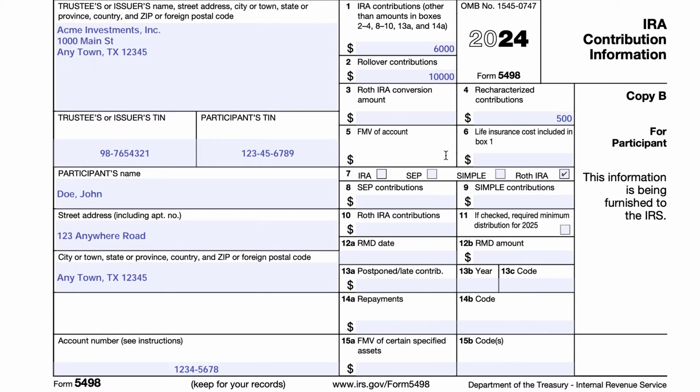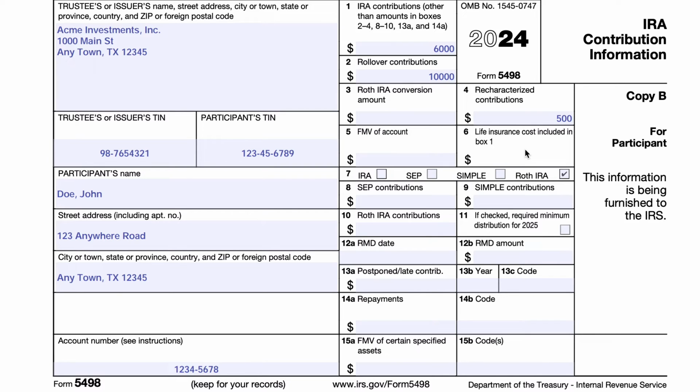In box 5, this is the fair market value of all the investments in your account at the end of the year. However, if this is for an IRA that was owned by someone that passed away during the tax year, then this might be the fair market value on the date of death, as there are different tax rules that apply, and this might be of importance to either the executor of the estate or an administrator.